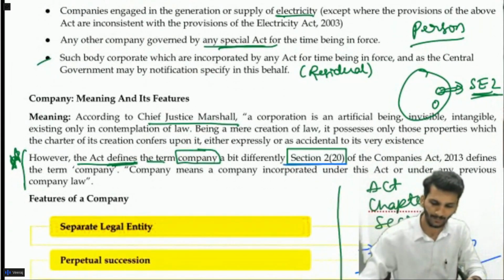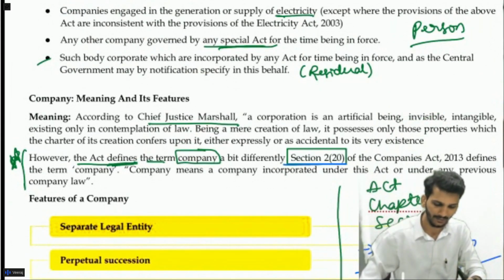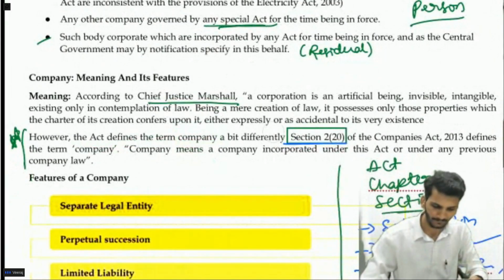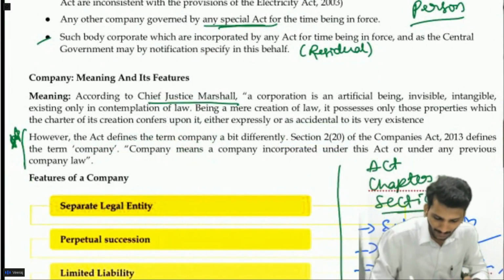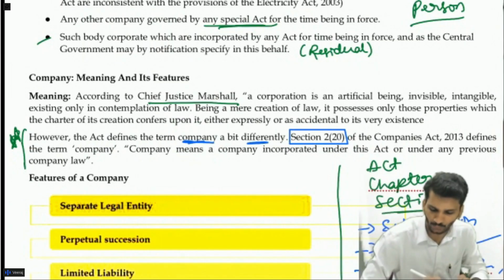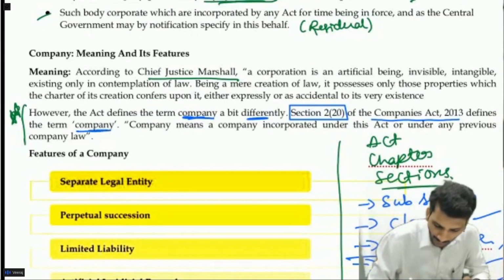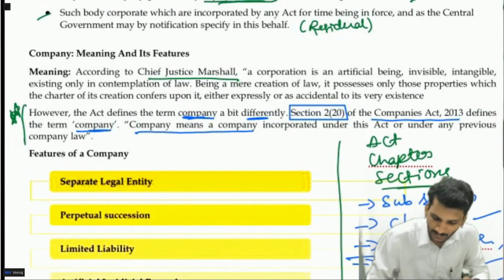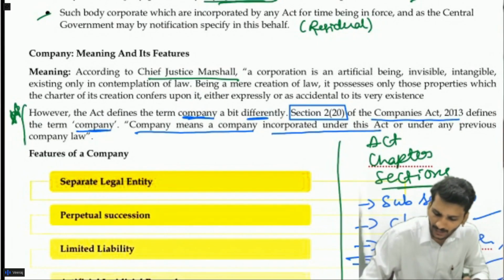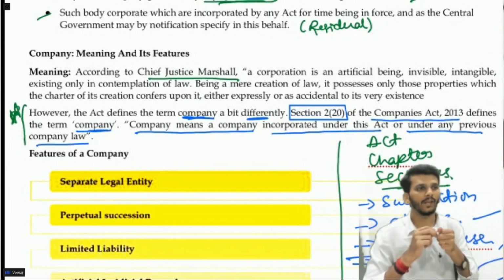So coming back, I say again, how is the company defined? As per section 2 clause 20 of the Companies Act 2013, it defines the term company. Company means a company incorporated under this act or any other previous company law. That's it. That means, sir, I am a company. Are you incorporated under 2013? Yes, then you are a company.